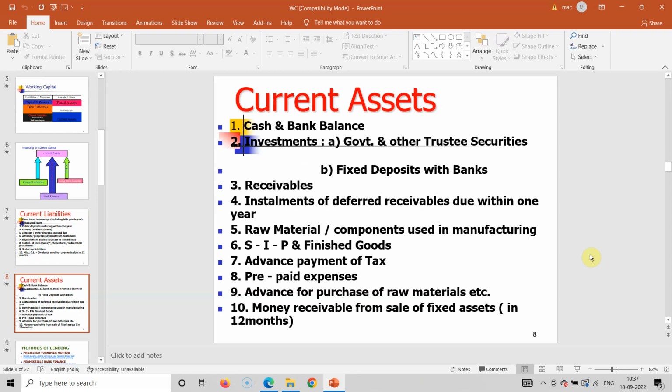Current assets: cash and bank balances, investments in government and other trustee securities, fixed deposits maintained with other banks, receivables which are due to us from our debtors, installments of deferred receivables due within 1 year, raw material, components used in manufacturing, SIP, stock in process, finished goods, advance payment of tax, prepaid expenses, advance for purchase of raw material, or money received from sale of fixed assets. Now current assets are those sources which we can convert into cash within a time for payment of any current liabilities.